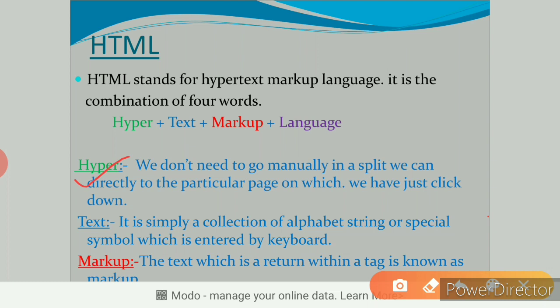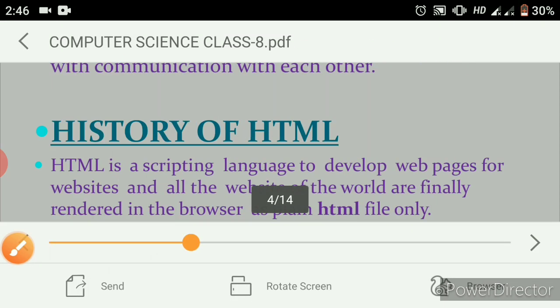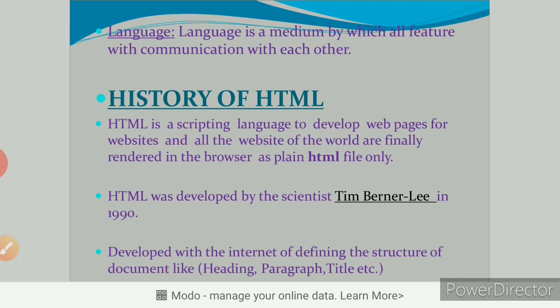So next is text. Text means it is simply a collection of alphabets, strings or special symbols which are entered by the keyboard. What is the meaning of markup? Markup means mark, highlighted up means text, highlighted the text. The text which is written within a tag is known as markup language. And next, last, language.